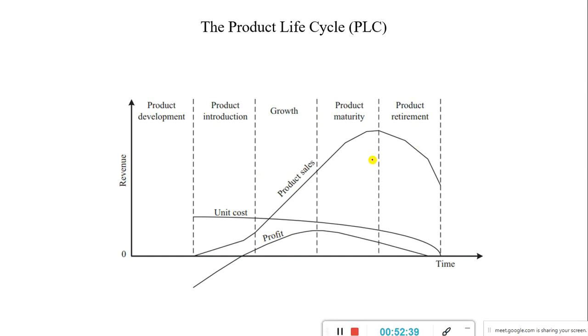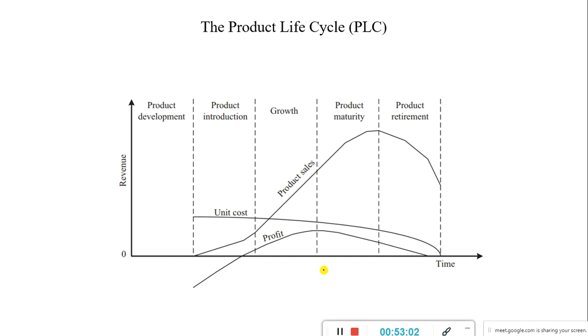Now what is this product life cycle? The product life cycle is nothing but a graphical representation of unit cost, product sales, and profit with respect to the time period versus revenue generated.